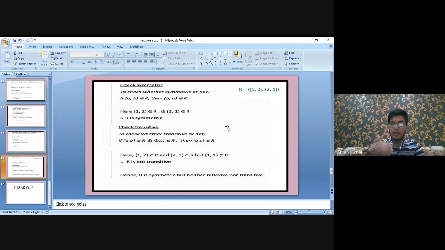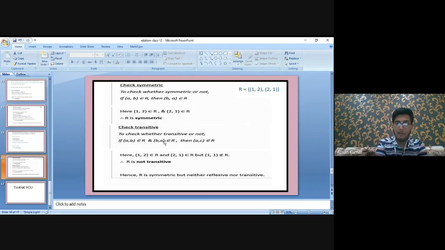Now the last part is transitivity. Now we will check the transitivity for the given relation R, which is (1, 2) and (2, 1). First of all, we have to take two ordered pairs such that a is related to b and b is related to some third element c. Then we have to check that a and c must be related. As we can see here, 1 is related to 2 and 2 is further related to 1. But 1 is not related to itself.